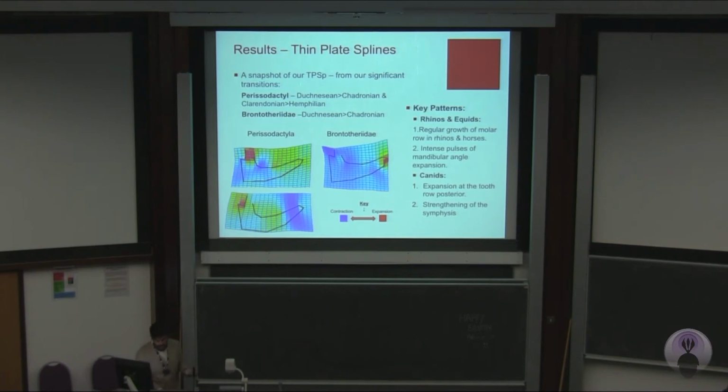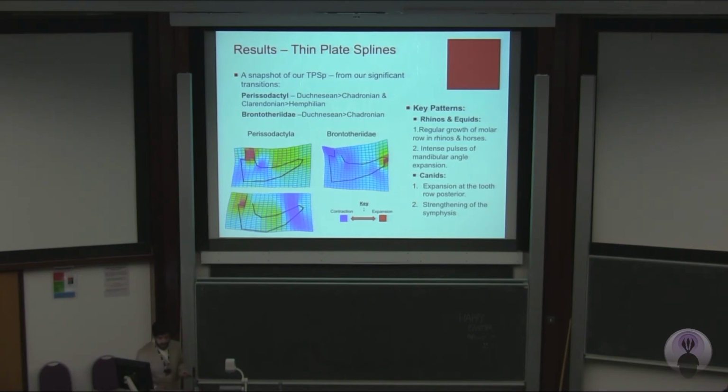Additionally, there are other key transitions in these thin plate splines. We can see regular growth of the molar row and the corpus in the horses and the rhinos. And surprisingly enough, we only see intense pulses of development of the mandibular width and the mandibular angle. And that suggests that once they really developed that, they stuck with it, and much more development was focused on the corpus, which might have something to do with the evolution of hypsodonty.